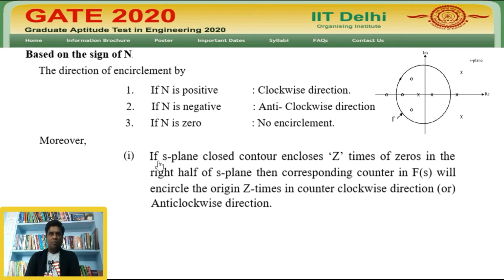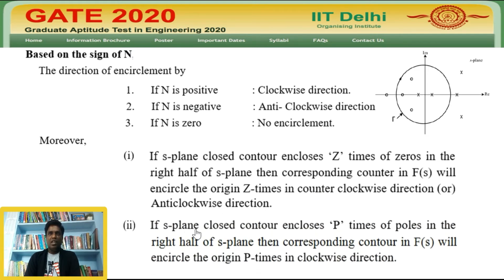Moreover, if the s-plane closed contour encloses Z zeros in the right half of the s-plane, then the corresponding contour in F(s) will encircle the origin Z times in the counterclockwise or anticlockwise direction. If the s-plane closed contour encloses P poles in the right half of the s-plane, then the corresponding contour in F(s) will encircle the origin P times in the clockwise direction.